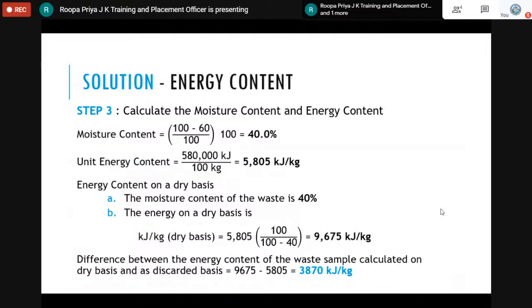You can find the difference between the unit energy content and the dry basis energy content and give the actual value of the difference between the energy content of the waste sample calculated on dry basis and as discarded basis. So this is about energy content. So we have covered the density, we have covered the moisture content, we have covered the energy content.